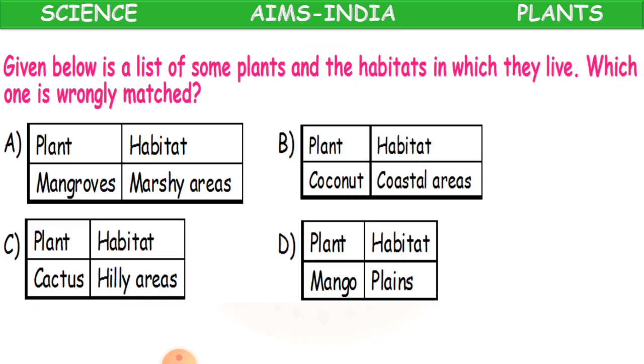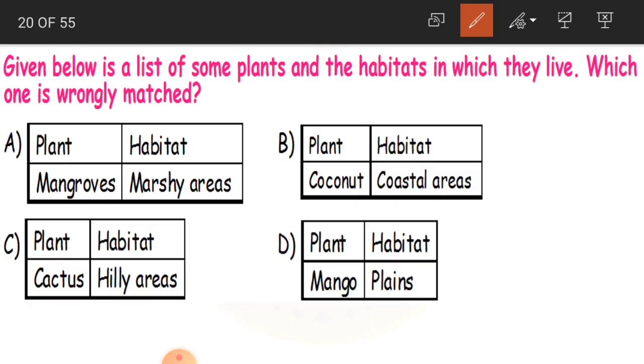Now the second question. Given below is a list of some plants and the habitats in which they live. Which one is wrongly matched? See here, we have to identify which plant and habitat are wrongly matched. For example, mangroves grow in marshy areas. Coconut grows in coastal areas. Cactus, hilly areas. Mango, plains. So which is the one which is wrongly matched?